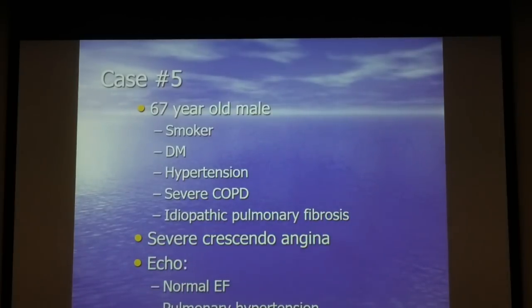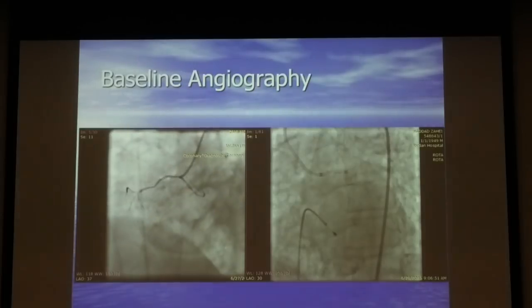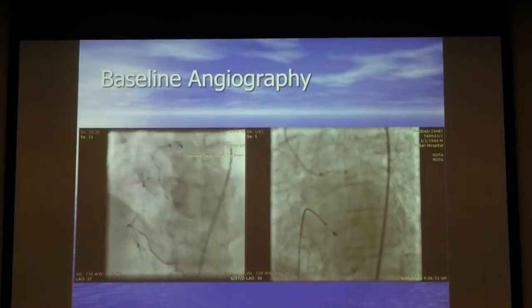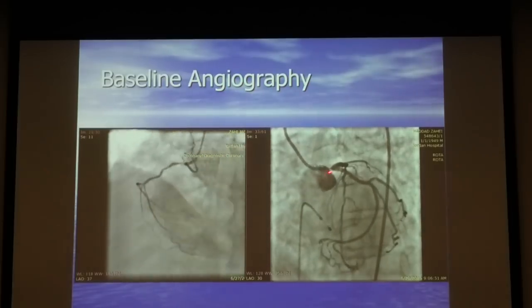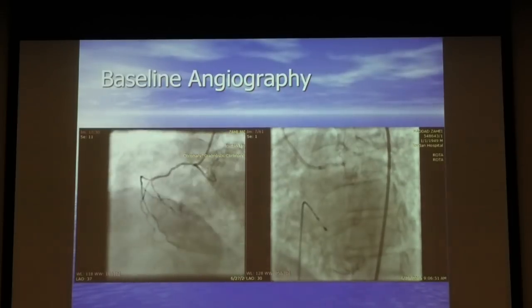Echo normal ejection fraction. He has severe pulmonary hypertension. Non-dominant right. Subtotal LAD. Left main.